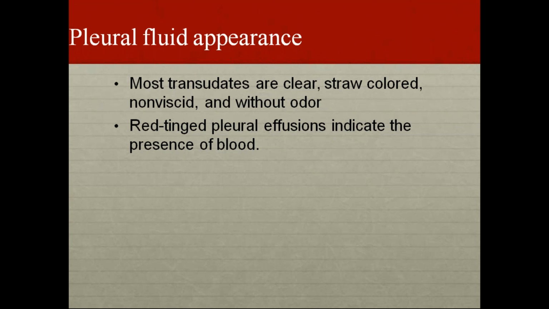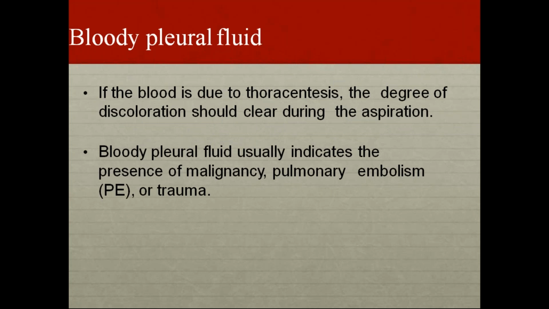Pleural fluid appearance. Most transudates are clear, straw-colored, non-viscid, and without odor. Red tinged pleural effusions indicate the presence of blood. You know that. When there is a bloody pleural fluid, if the blood is due to thoracocentesis, the degree of discoloration should clear with the aspiration. The bloody pleural fluid usually indicates the presence of malignancy.